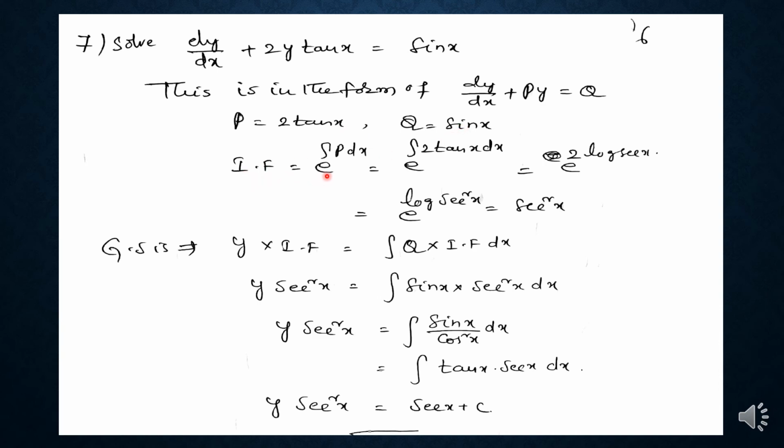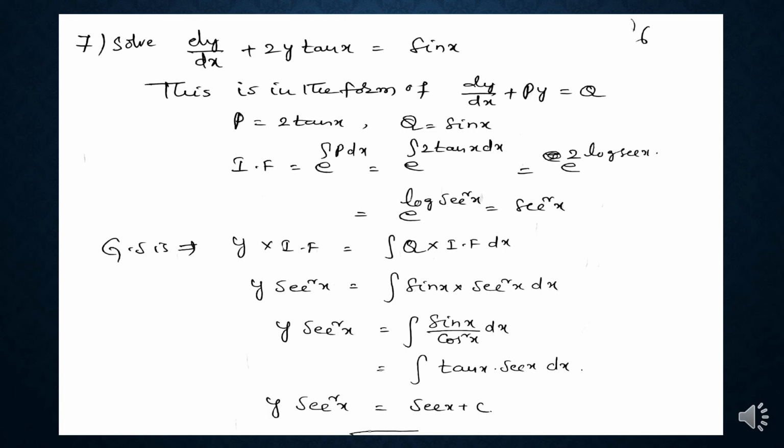IF is equal to e power integral p dx, that is e power integral 2 tan x dx, is equal to e power 2 log secant x, that is e power log secant square x, that is equal to secant square x. Now the general solution is y into IF is equal to integral q into IF dx, so y secant square x is equal to integral sin x into secant square x dx, y secant square x is equal to integral tan x into secant x dx. So y secant square x is equal to secant x plus c, that is the solution for the equation.